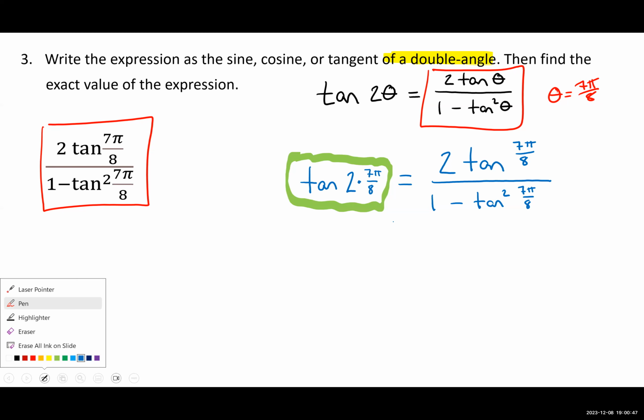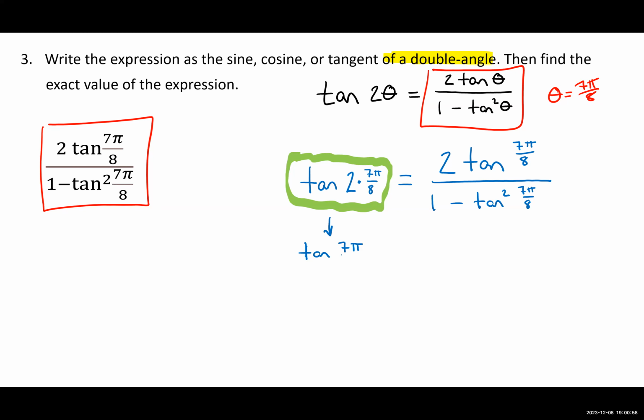So 2 times 7 pi over 8, well, the 2 and the 8 cancel. That becomes a 1 and a 4. So that becomes the tangent of 7 pi over 4. And the tangent of 7 pi over 4 is -1. So there's our answer.